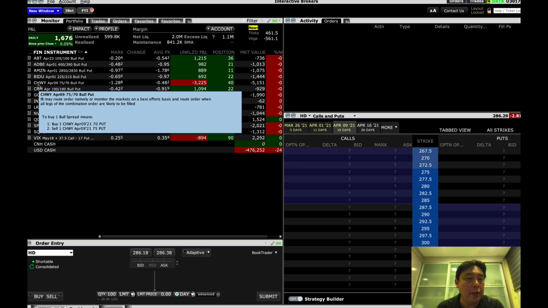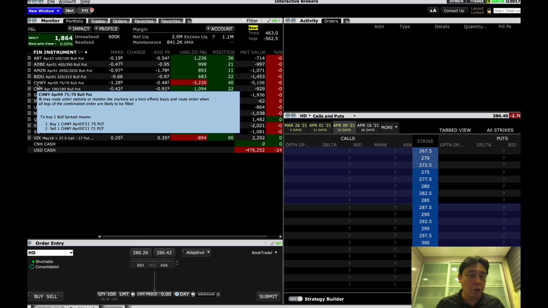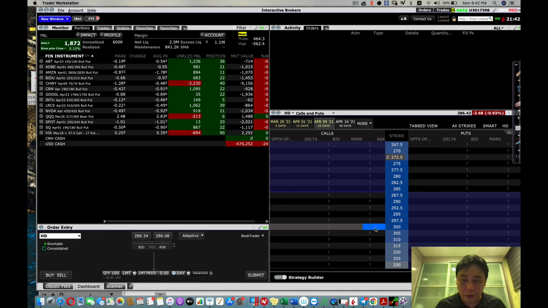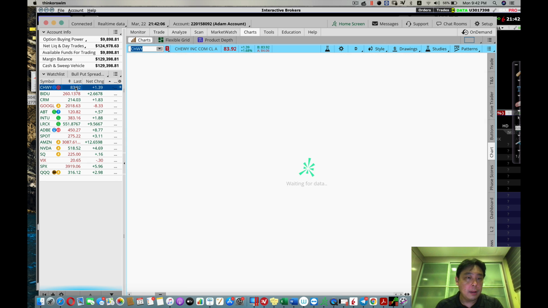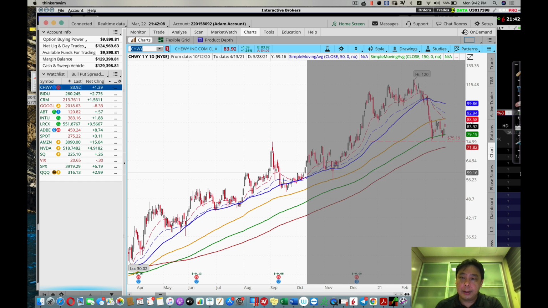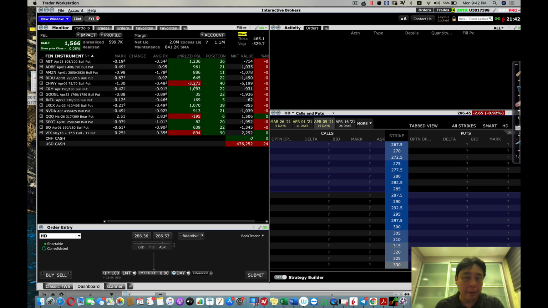Okay, so Chewy, you can see, is still negative. I've got 4 negative trades right now, but they should turn positive over time. Okay, so Chewy is negative, but again, like Chewy, you saw that it's still not at my stop loss yet. So I can leave it and hopefully it will turn positive in a while, right?